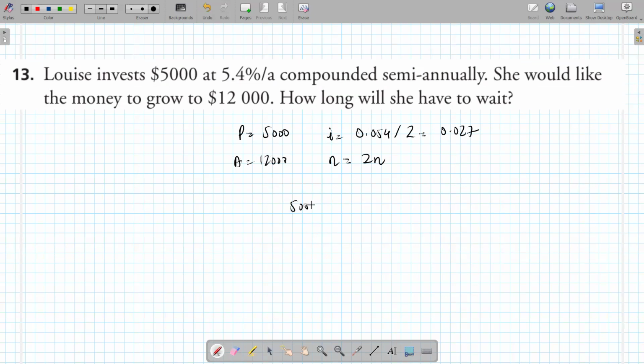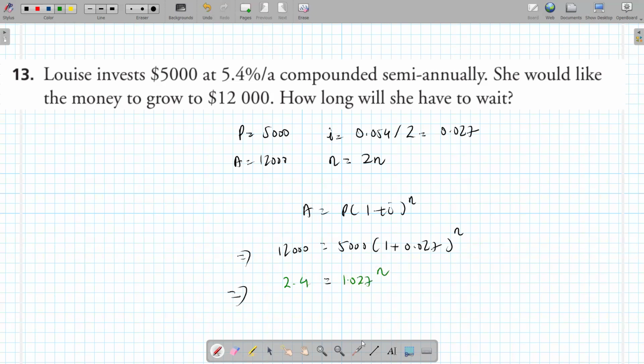So which formula should we use? I'm going to use this one. Amount is equal to principal times 1 plus i to the power of n. So amount is 12,000. Principal is 5,000. i is 0.027, to the power of n. How do we solve this equation for n? You divide by 5,000. Yeah. So that gives you 2.4.